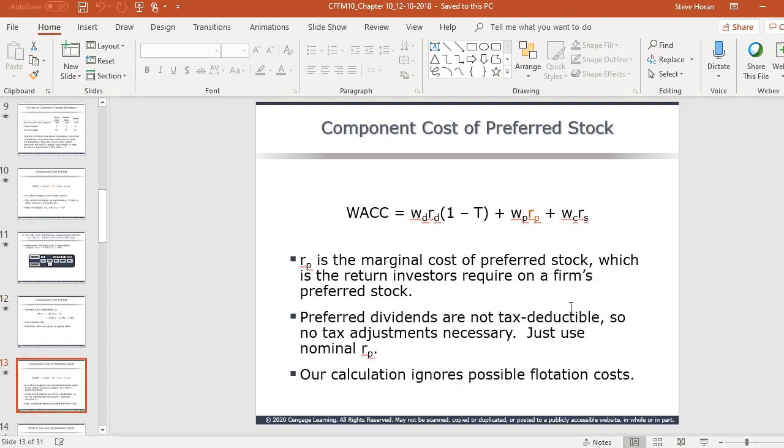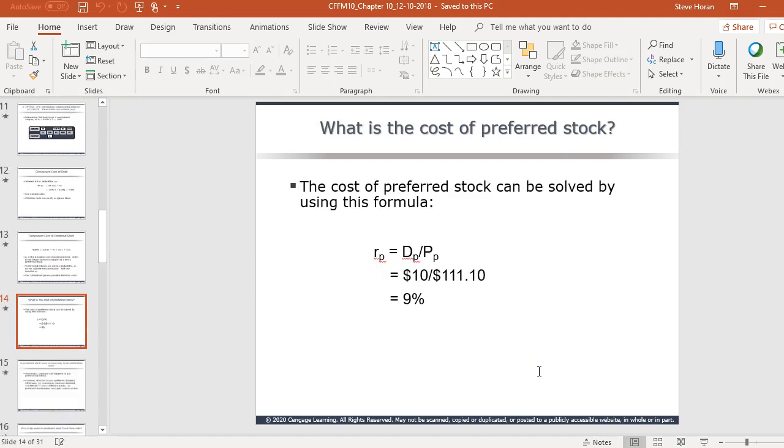Okay, so now let's do the same thing for our preferred stock. Now remember that when companies pay dividends, they do not get a tax break. So we don't worry about the tax effect of any dividend. And we're also ignoring flotation costs, just to make it simpler. So that's just getting thrown out, and we can calculate that really easily.